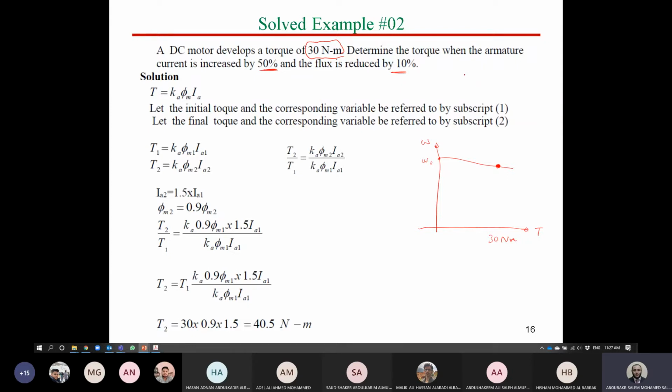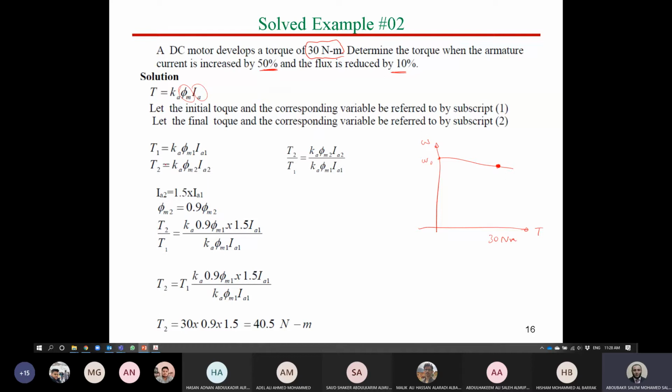Based on the relation of torque with current and flux, we said that the general formula of torque equals Ka, the motor constant, multiplied by flux multiplied by Ia. So if the flux is decreased by 10% and the armature current is increased by 50%, we need to calculate that second value of torque.